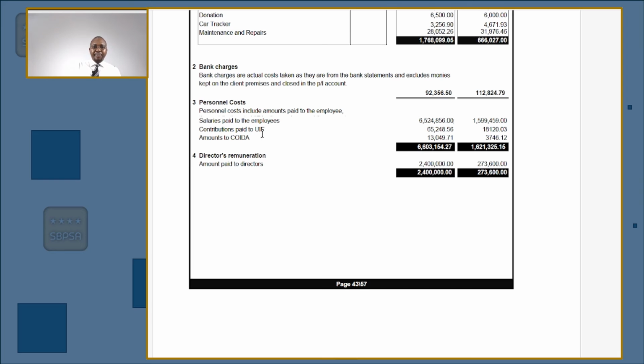Contribution paid to UIF, we've got a way of calculating that as well, and we need to understand it like that. Then we've got amounts to COIDA. We've got a way of calculating it, and those are also included as employee cost as well. But we do separate between personal cost and directors remuneration.